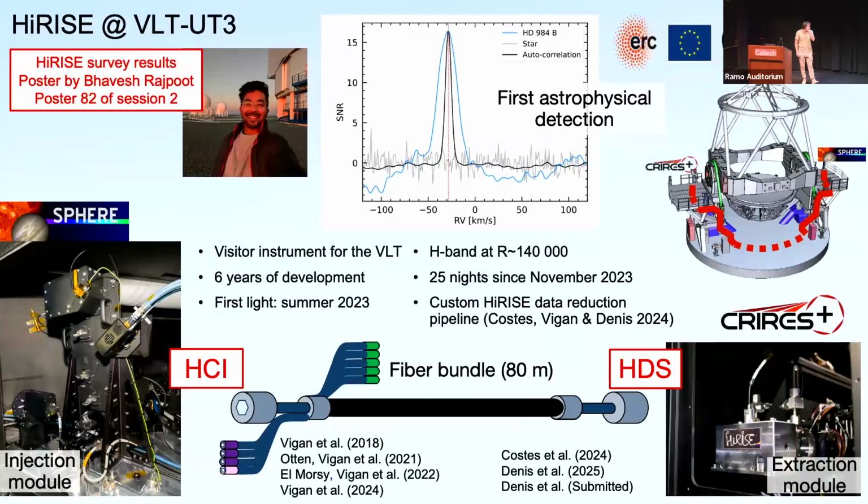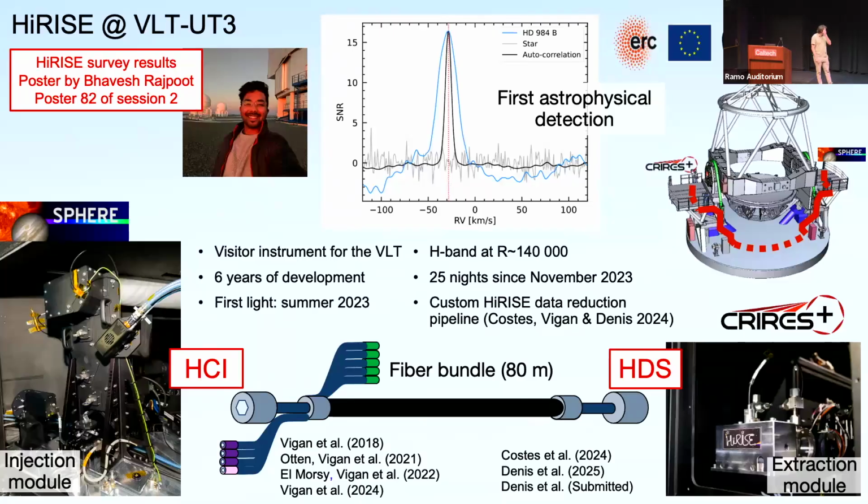And so the HiRISE instrument is an instrument in H-band only, but with a resolving power of 140,000, which is a very high resolution. If you want to have more information about the HiRISE VLT results, you can have a look at the poster of Bhavesh on session 2.